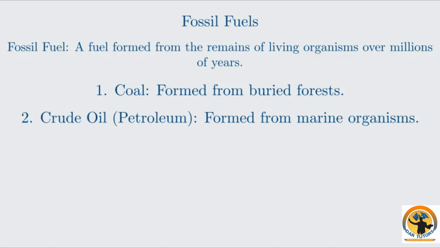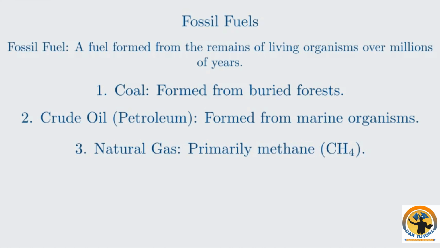Crude oil is a raw material for many products, but it must first be refined into fractions like gasoline and kerosene. Natural gas consists mainly of methane, CH4. It forms alongside crude oil. It's often called the cleanest fossil fuel because its combustion is usually complete, producing less carbon monoxide and particulates.